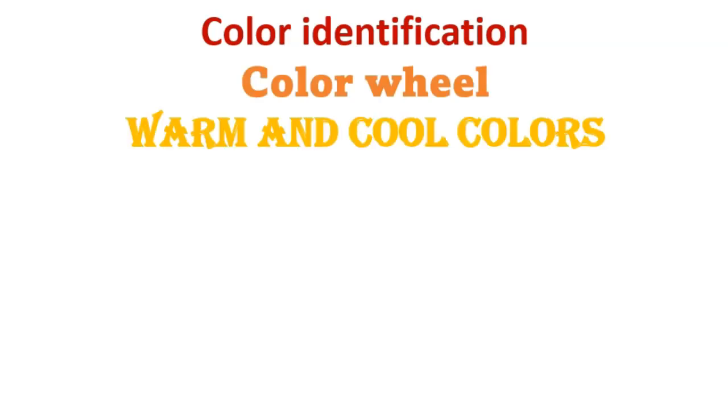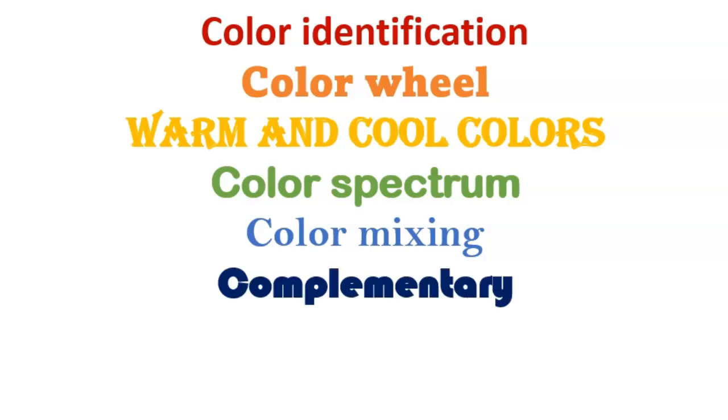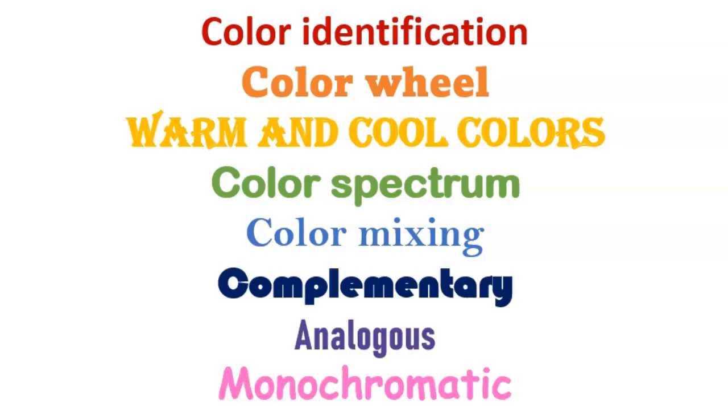The color theory projects and lessons I do are divided into color identification, the color wheel, warm and cool colors, the spectrum, mixing colors, complementary, analogous, and monochromatic. And again, I teach kindergarten through 5th grade. So I use these for those classes, but you can certainly modify these games to fit whatever grade you are teaching when you are teaching these ideas.